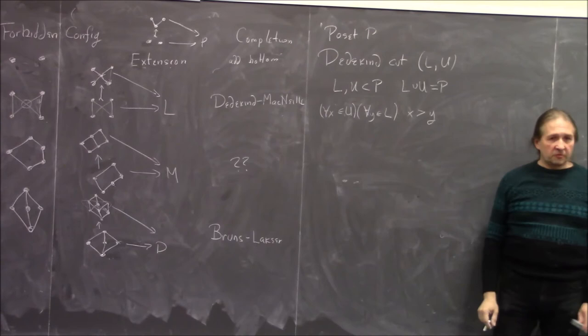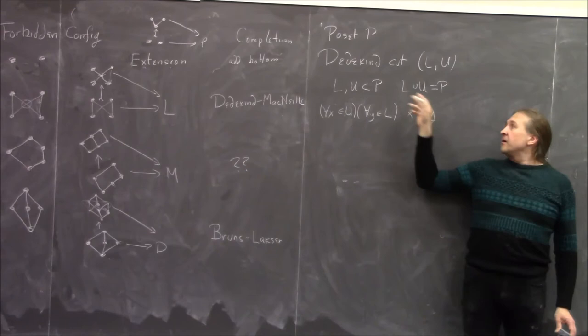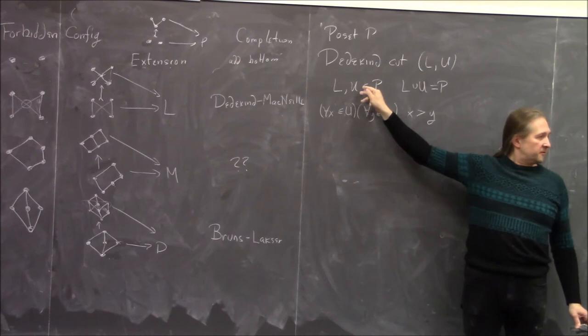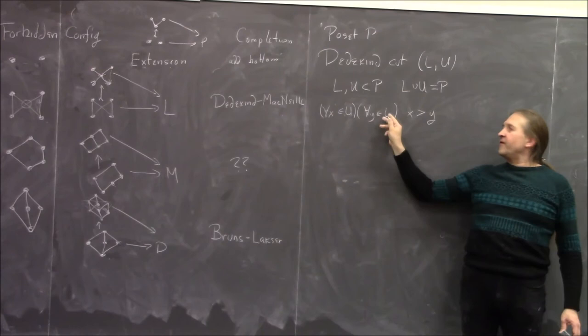Well, I have a partition into two subsets, so the underlying set is partitioned into two non-empty subsets. That's why I use the strict subset here, so they're not empty. They're strict subsets such that every element of this, and there's at least one, is greater than every element of that, of which there's also at least one. Is that correct? Yes, your definition is formally correct.